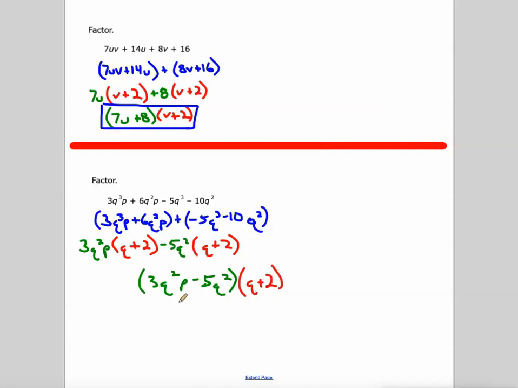That first factor has another common factor that can be factored out. Q squared. And maybe you noticed that right from the beginning because all 4 of the original terms are divisible by q squared. But that's showing up now. So I'm going to factor that q squared out now. That's going to leave me with 3p minus 5 inside the parentheses. So our final factorization is q squared times 3p minus 5 times q plus 2.